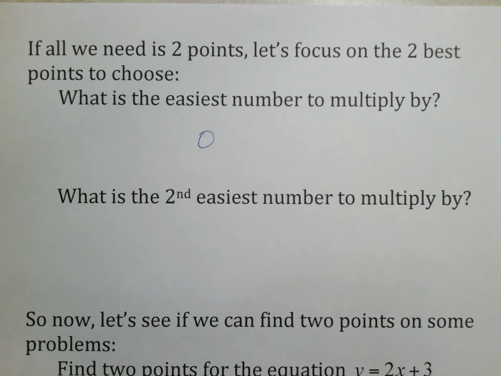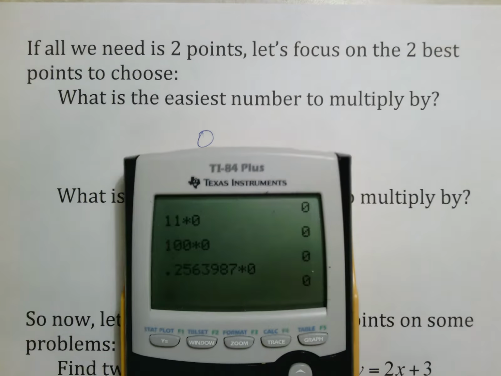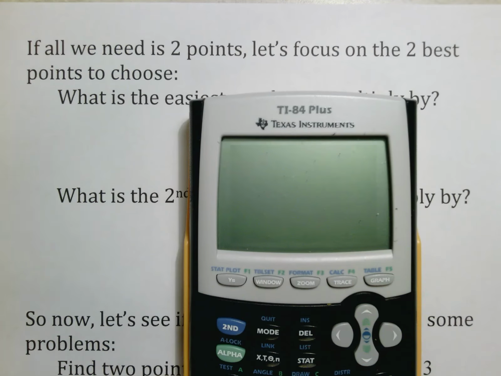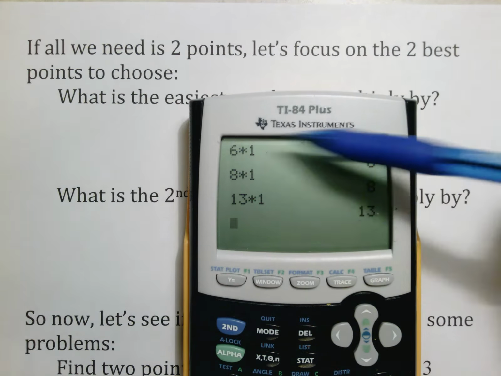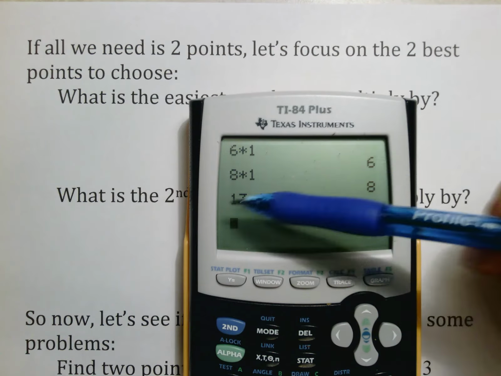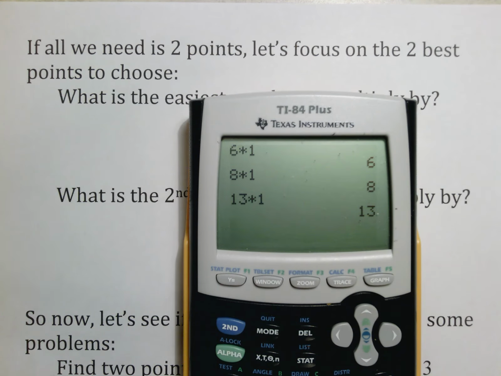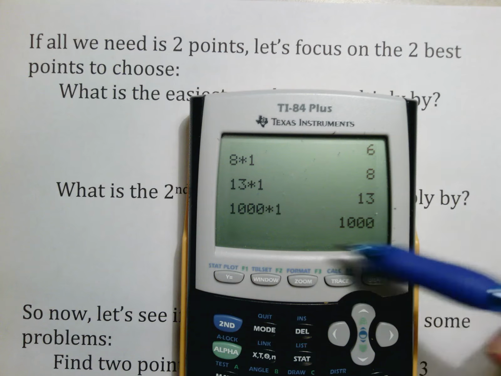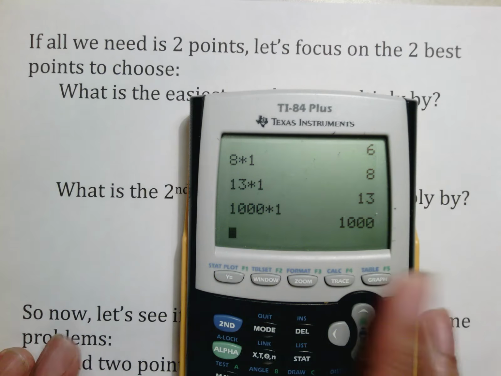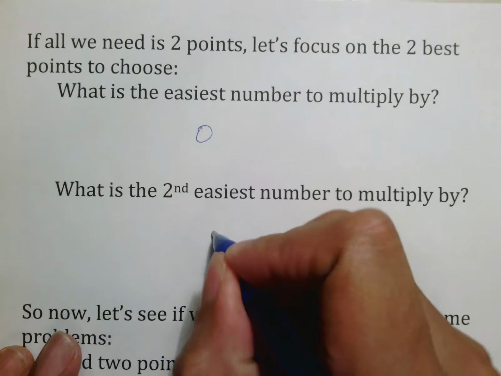The second easiest number to multiply by, again, getting your calculator out. If you're thinking in terms of having to think about what the answer is, let's look at 6 times 1, 8 times 1, 13 times 1. And let's look at the fact that every time we multiply by 1, whatever we're multiplying by is going to be the answer. So the answer just kind of comes down as it is. 1,000 times 1 is going to still be 1,000, and you don't need to multiply anything, you don't need to change anything. But to me, the second easiest number to multiply by is 1.